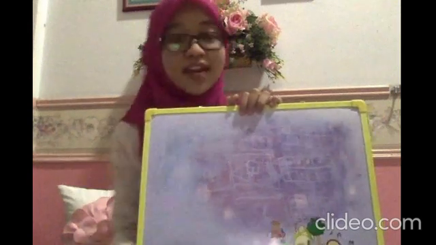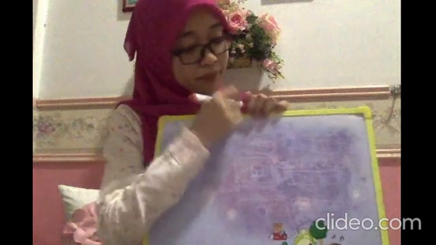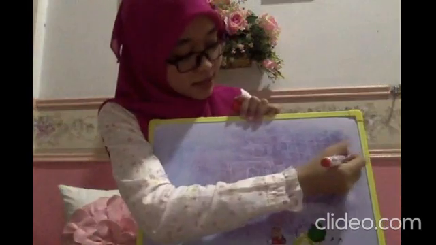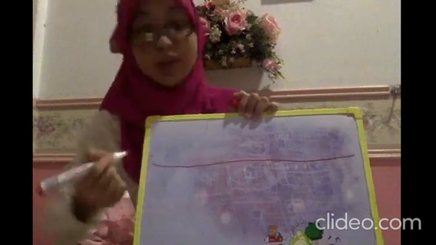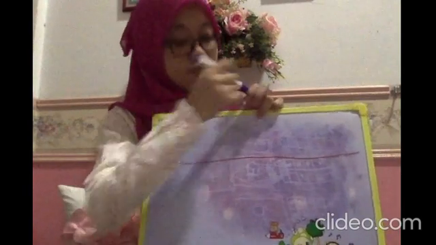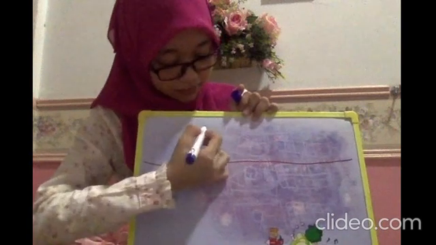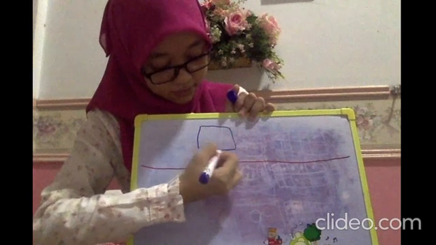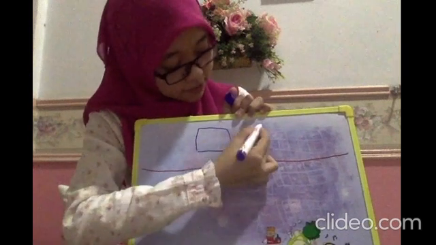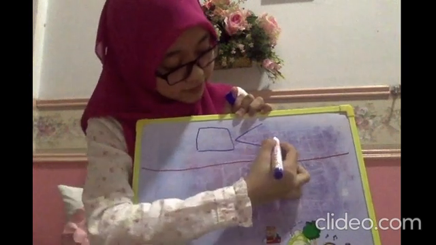Okay, so now I'm going to divide my board into 2 parts. Let's have it here. I have 1 square and I have 2 more right here.